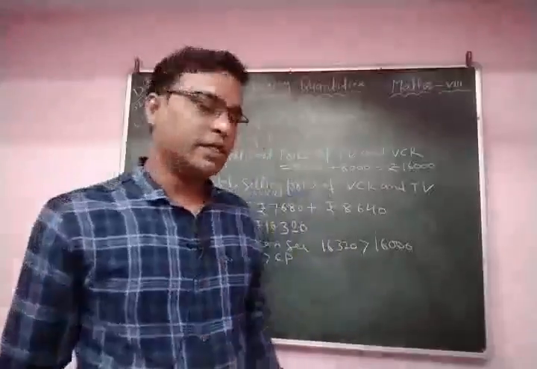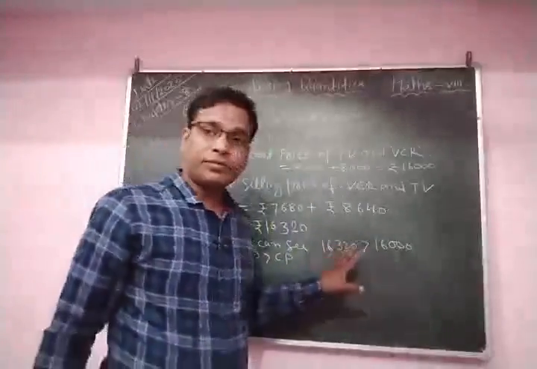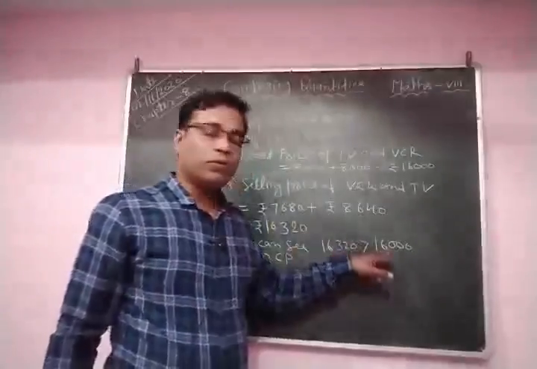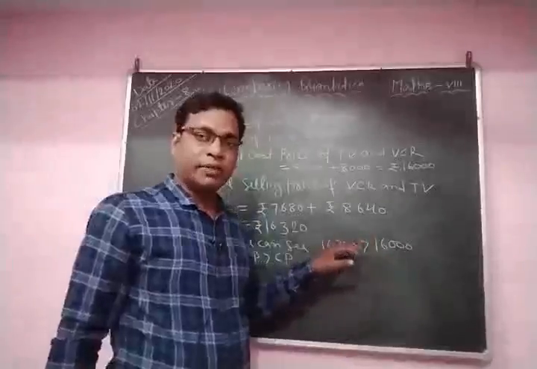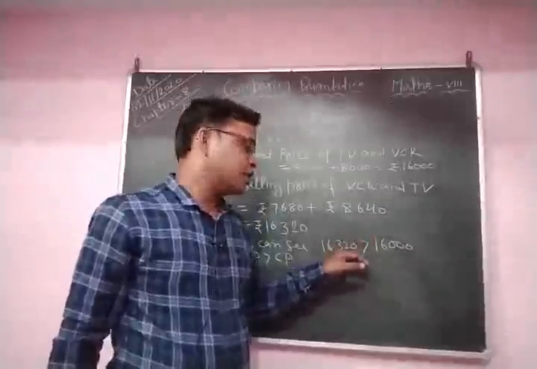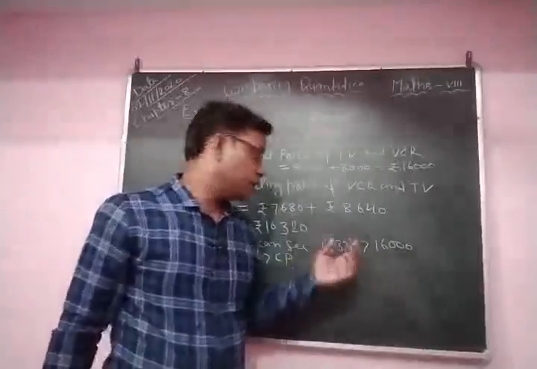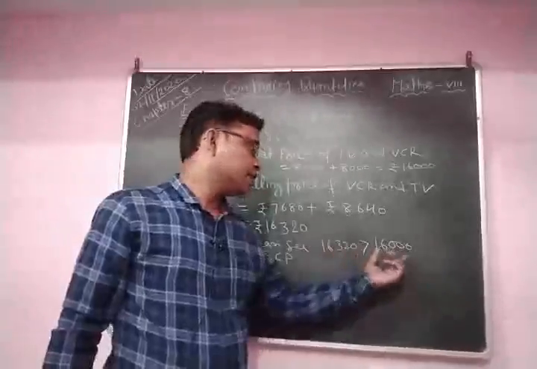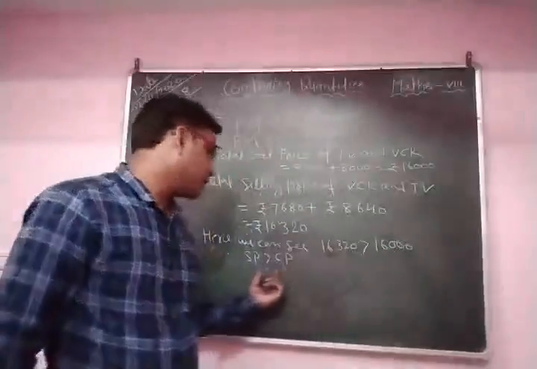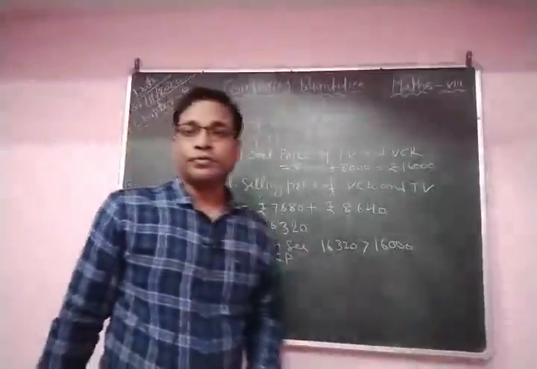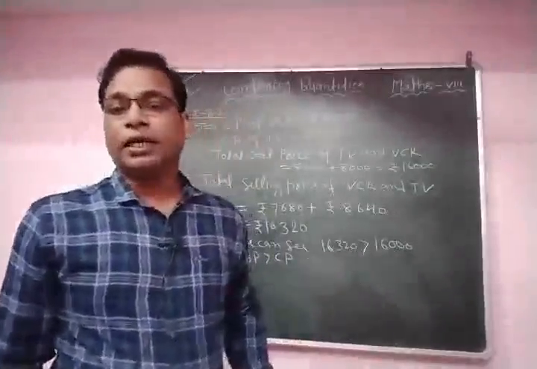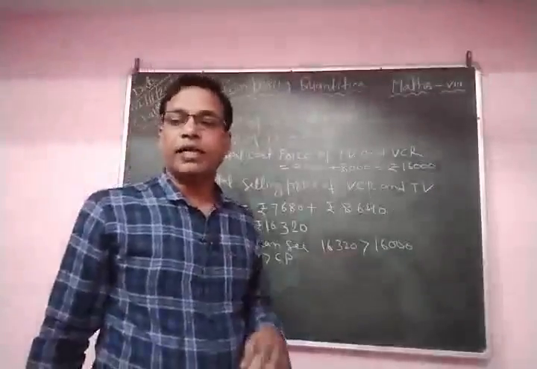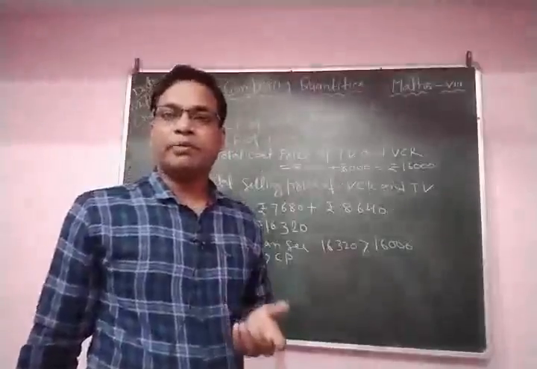So here you can say the total CP is 16,000, total SP is 16,320. So you can say this is SP, selling price, this is cost price. Selling price is greater than cost price. So in whole transactions, gain in whole transactions. Okay, so we need to find gain percentage or profit percentage.